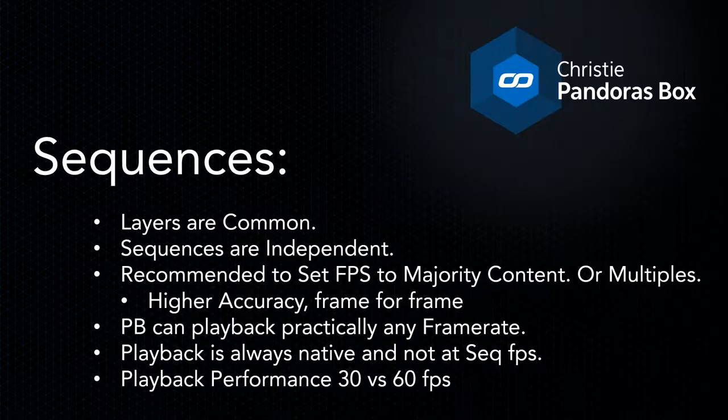Another tip with regards to setting up your sequences when you set up a project is it's recommended to set your frame rate to the majority of your content. So if you're playing back 60 frames per second or 30 frames per second content, set your sequence to that frame rate. This way you have higher accuracy, and you don't have frames starting between your sequence frame rate. So it just helps with your rounding to have a more accurate representation of your video content.